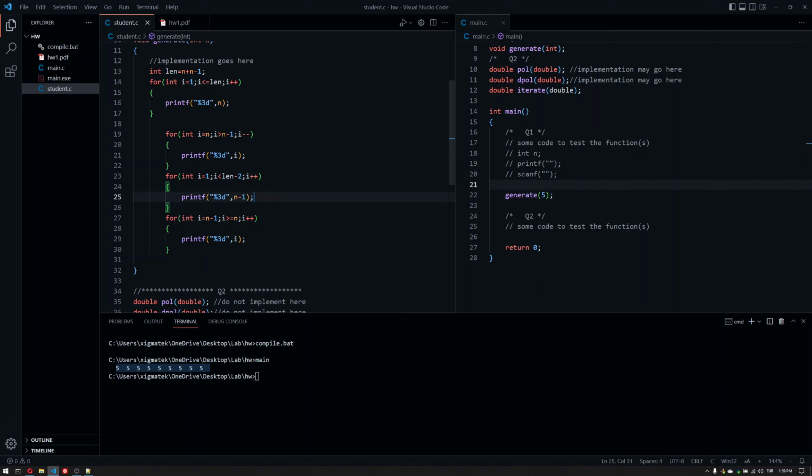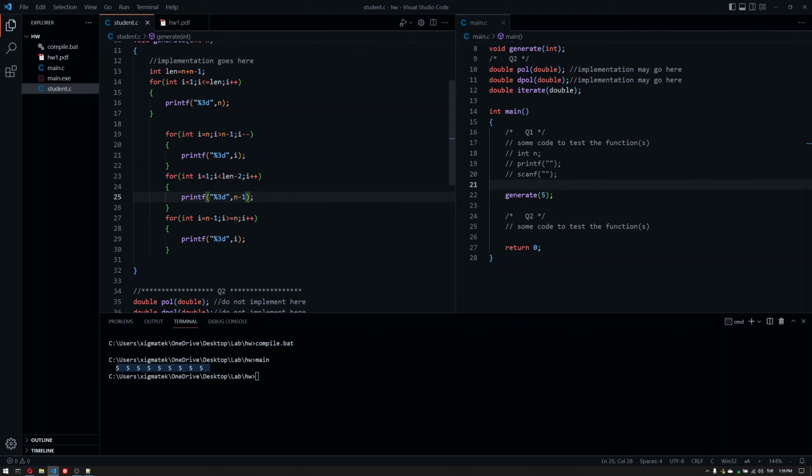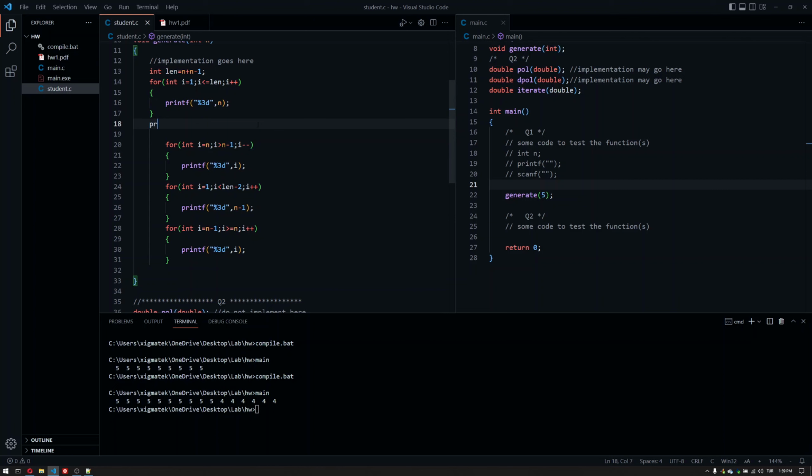But here, for the second row, we will have just this n minus 1, because we want to print a bunch of 4s between the 5s. And the amount of that, because we have a fixed width, and that's len, and we subtract 2 from it, is basically the amount of 4s that we need here. So if I didn't mess up, we should be seeing the second row. Of course, I forgot something. Let's printf a new line.